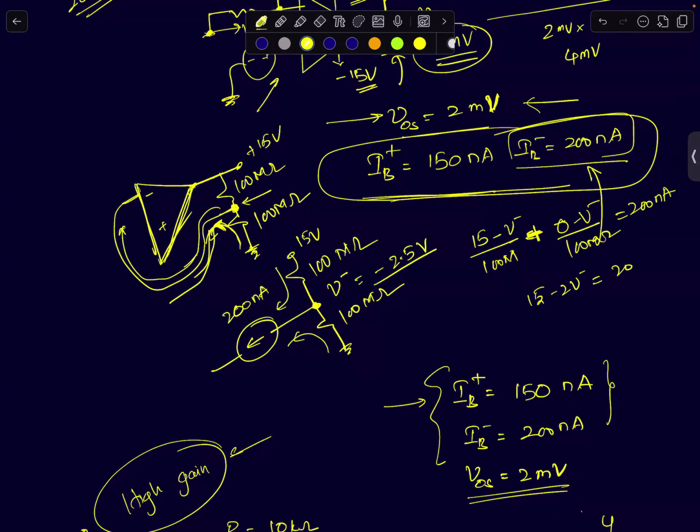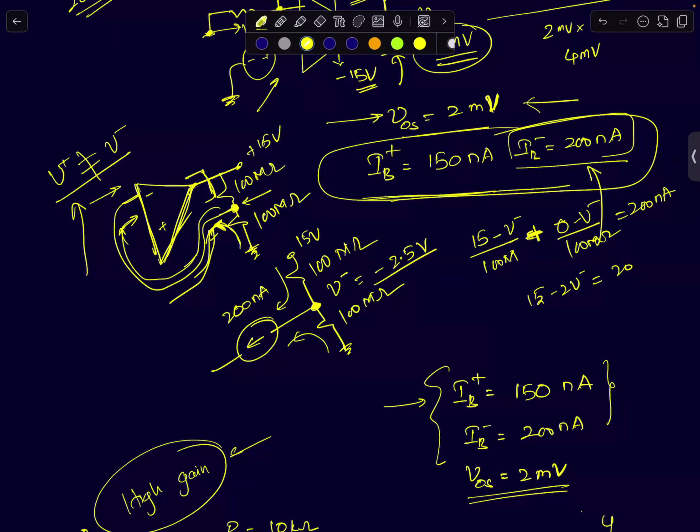And the thing is that when this node voltage comes to minus 2.5, the circuit will go out of saturation. Your op-amp is no longer in negative feedback mode, because your V plus is no longer equal to V minus. The op-amp is no longer supplying 200 nano, it's supplying slightly lesser current, such that the input bias current happens to be 200 nano. That's like a current source, because that's how we model the input bias current.